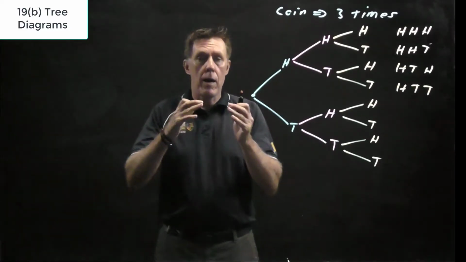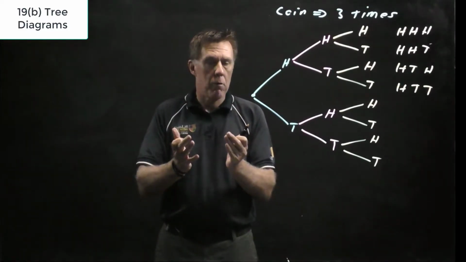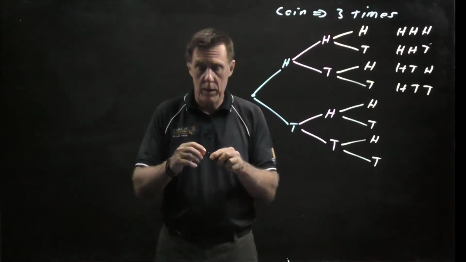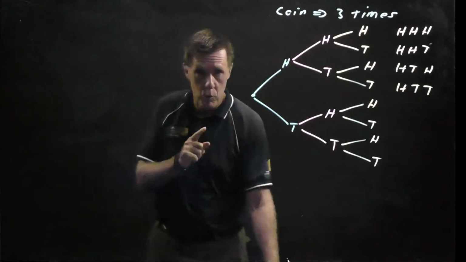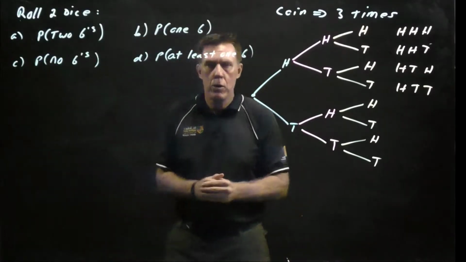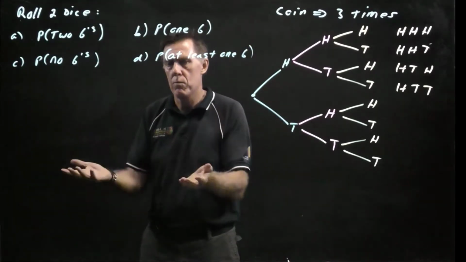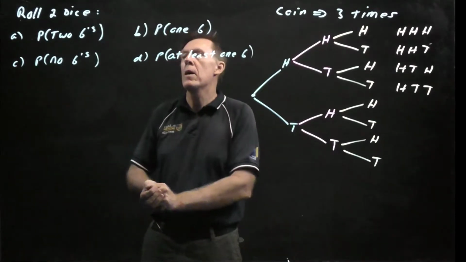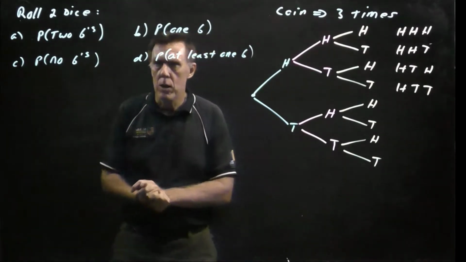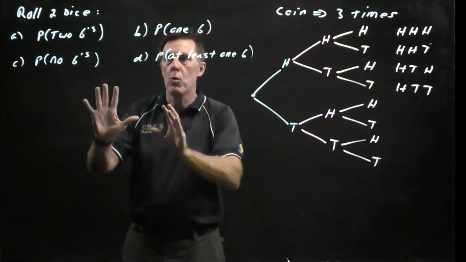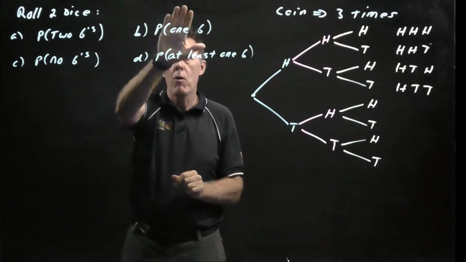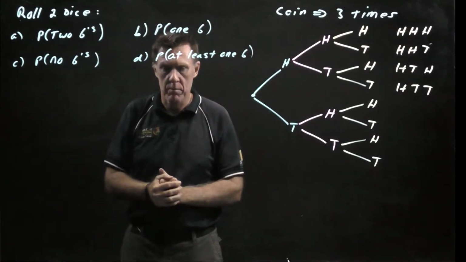Now I'm going to show you a variation on the tree diagram which will make some questions a little bit easier. So let me just get it set up over here, I'll be right back with you. So here's our situation. We're going to roll the dice twice, or 2 dice at the same time, 1 dice 2 times after each other. Same situation. And we're going to look at these 4 questions. And as you can see, each of them are only talking about rolling the number 6.